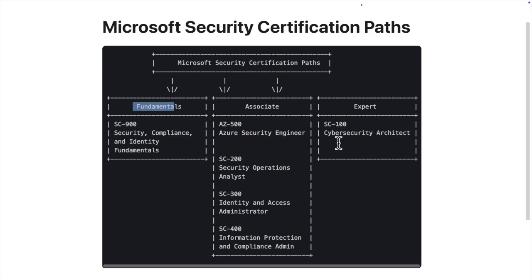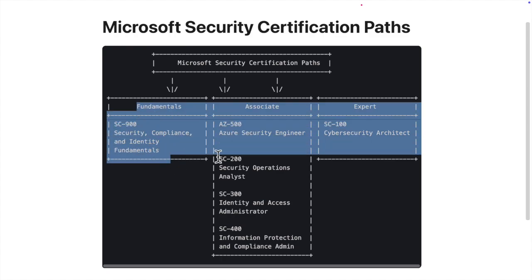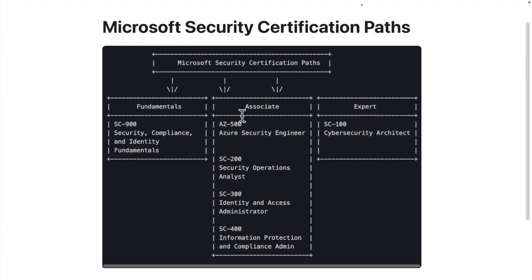If you don't know anything about security, just think about that. Do you know anything about security? What is the meaning of security? What is the meaning of compliance? And what is the meaning of identity fundamentals? If you can answer these three things, or if you have some knowledge, mid-level knowledge or general very basic knowledge, then you don't need to complete the fundamentals. You can start from the associate level. You don't need to think about fundamentals.